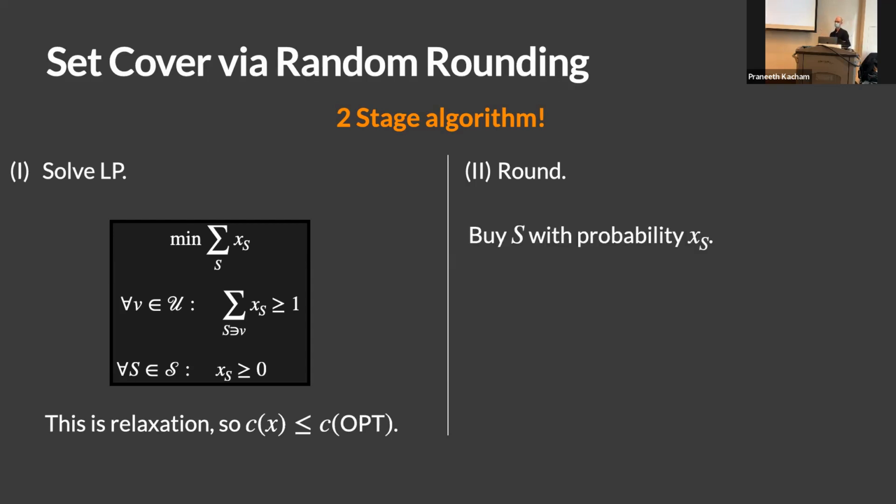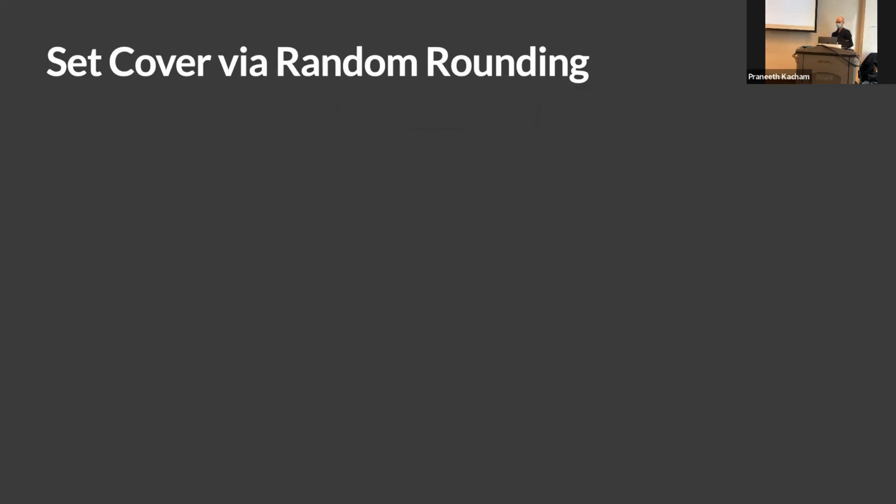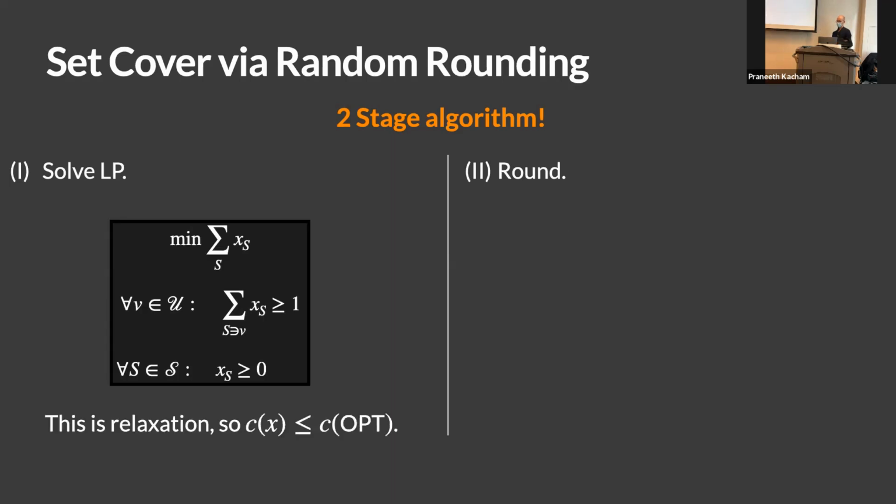The second thing you do is, if you solve this program, you get a fractional vector. That's not a legal output for set cover, so you have to round it to an integral solution. The way to do this is to treat x_s as the probability that you pick the set s. So we buy the set s with probability x_s. Now, the expected cost, if I do this once, sampling every set with probability x_s, is the cost of the LP, which is at most the cost of opt. So that's fantastic. The only issue is that we might not be feasible.